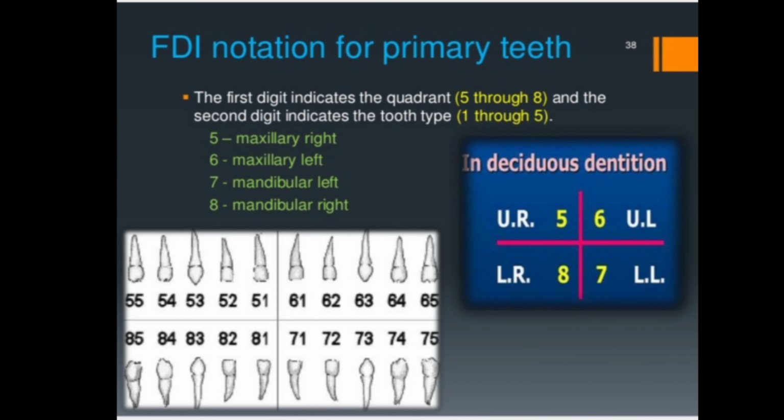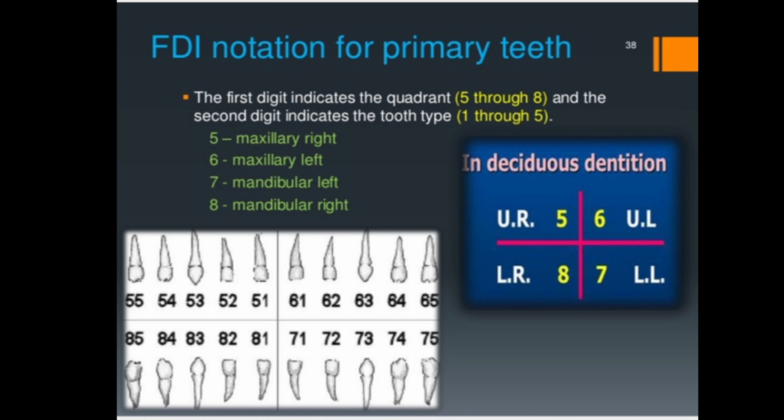Now talking about the primary dentition, similarly to the permanent dentition, where numbers 1, 2, 3 and 4 were used for quadrant identification, here 5, 6, 7 and 8 are the numbers used to identify the different quadrants, where 5 represents the first quadrant in the deciduous dentition, 6 represents the second quadrant in the deciduous dentition, and 7 and 8 represent the third and the fourth quadrant. So the first number will represent the quadrant, and the second number will represent the tooth, as we can see in the picture.